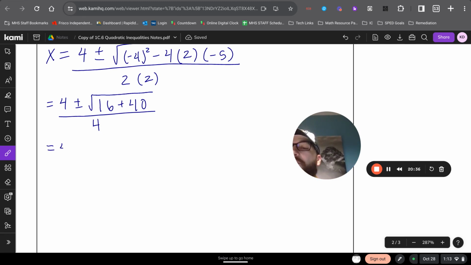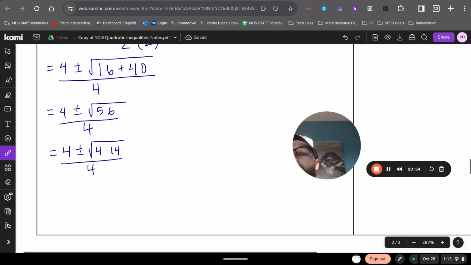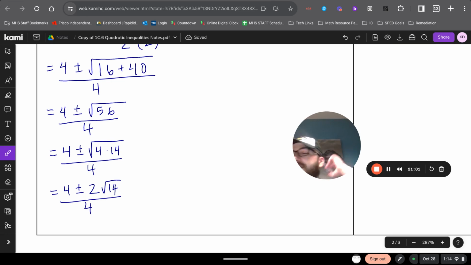Simplifying a little further, 4 plus or minus the square root of 56 divided by 4. I can split that 56 into 4 times 14 over 4. Square root of 4 would give me 2, so 4 plus or minus 2 square roots of 14 over 4. And you might be thinking, Mr. Arbone, we could split 14 up some more, like into 2 and 7, but 2 and 7 are both prime, so I'm not going to be able to pull anything else out of 14, but I can simplify this.